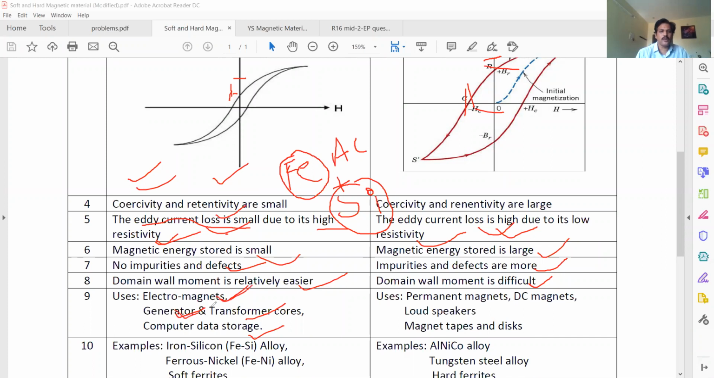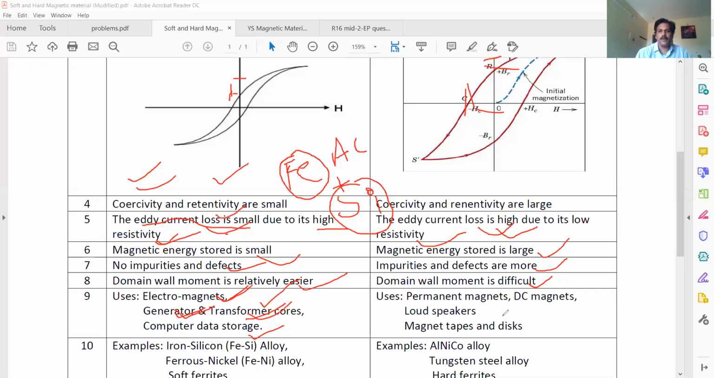Electromagnets, generators, and transformer cores: inside a transformer and generator. Transformer means voltage, current, frequency. Generators, we have AC and DC generators. In the core of the generators, we use the soft magnetic materials. Computer data storage is called memory cards.